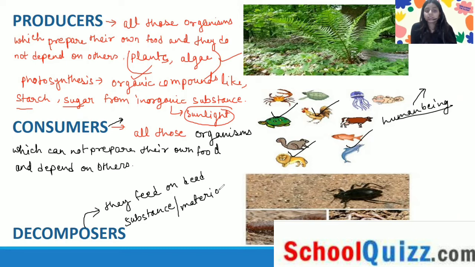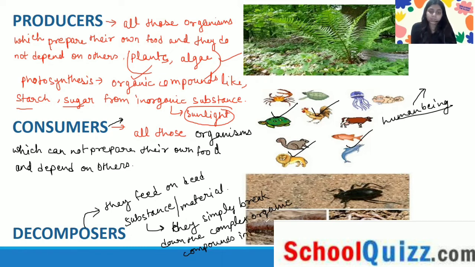So what are they doing? They are converting complex organic compounds into inorganic substances. A human body or an animal body is made of organic compounds, they have carbon, so decomposers simply break down complex organic compounds into inorganic compounds or substances.